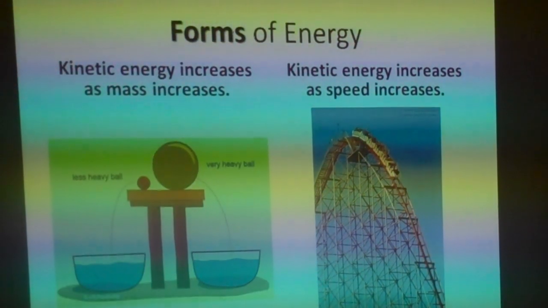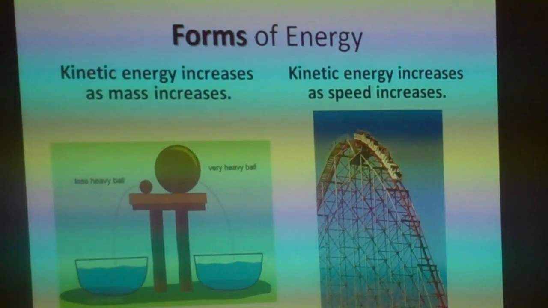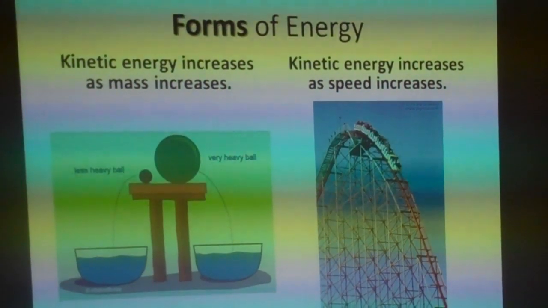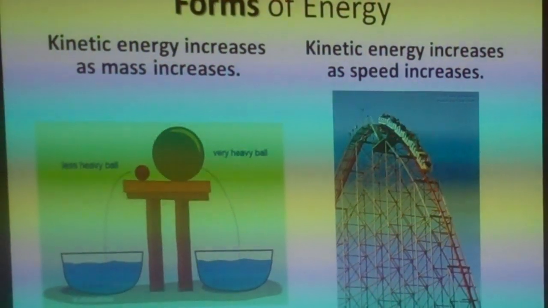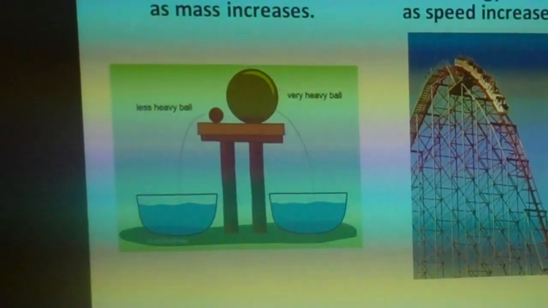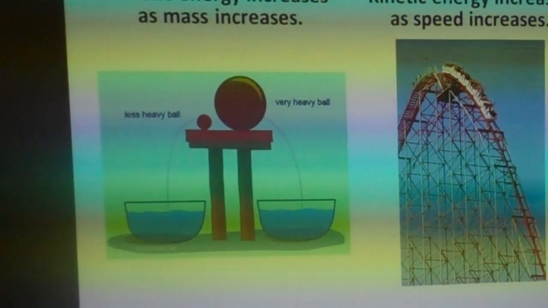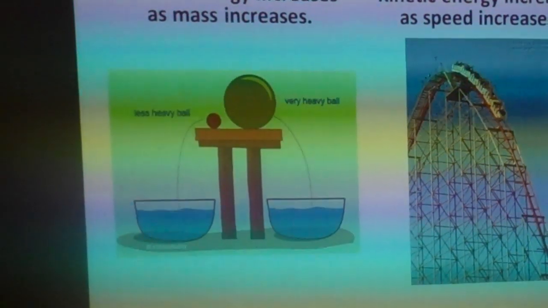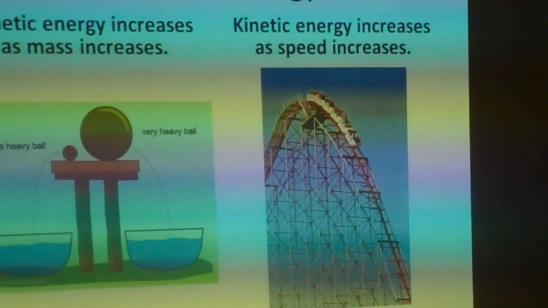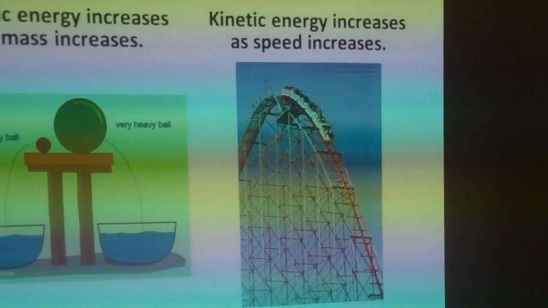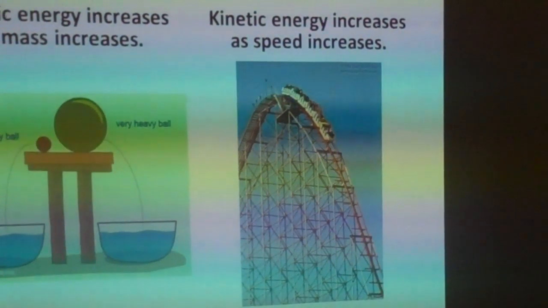Two things affect kinetic energy. The first is the mass. Mass is how much there is of some matter. The very heavy ball on the right has more mass, so it will have more kinetic energy when it falls off the table. Right now, in the sitting position, it shows potential energy. On the right, you have the picture of the roller coaster. The steeper the roller coaster, the faster it will go down. The more speed, the more kinetic energy.